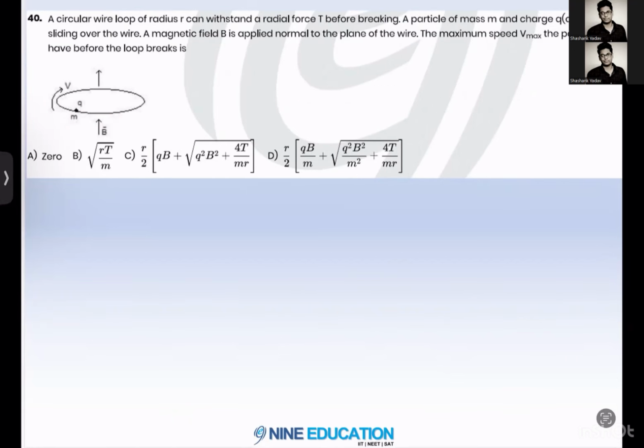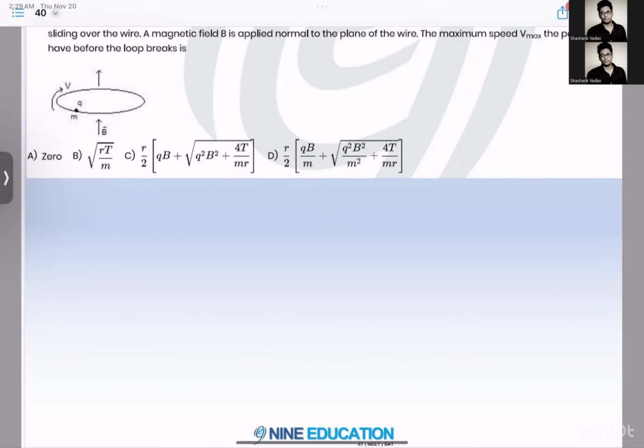So this is the next question. A circular wire loop of radius r can withstand a radial force T before breaking. A particle of mass m and charge q is sliding over the wire. A magnetic field is applied normal to the plane of the wire. So that means the charge is moving in the plane perpendicular to the magnetic field. Therefore, we can say that it will experience a magnetic force.